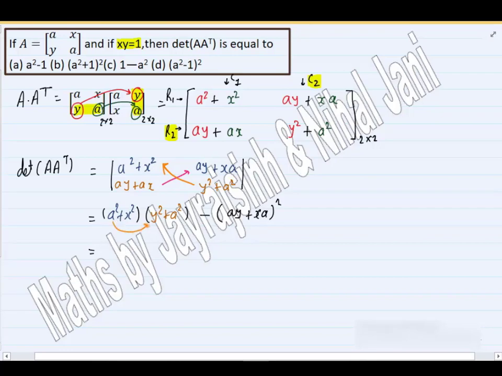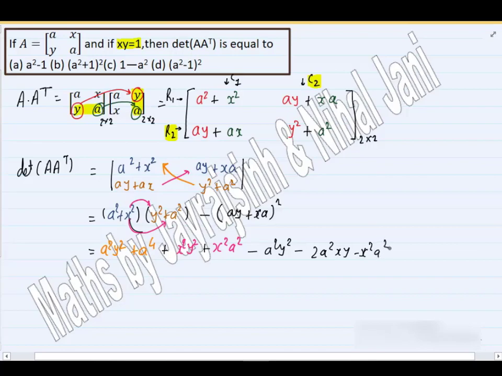A square will multiply with y square will give us a square y square, and a square into a square will give us a raised to 4, plus x square into y square will give us x square y square, plus x square into a square will give us x square a square. Okay, now open the second bracket, will give us a square y square minus 2a square xy minus x square a square.